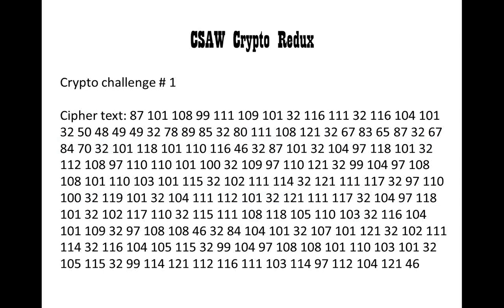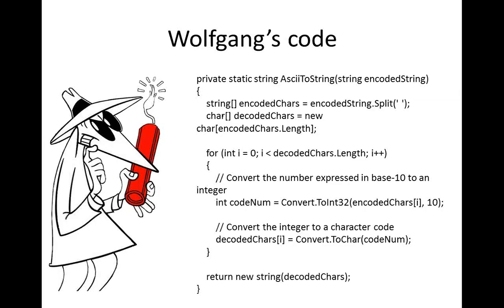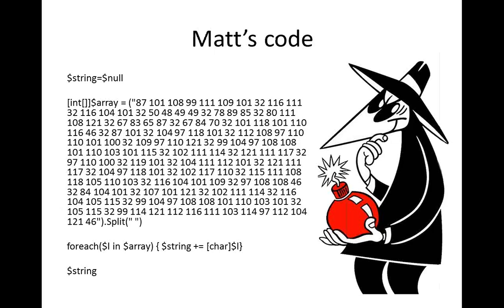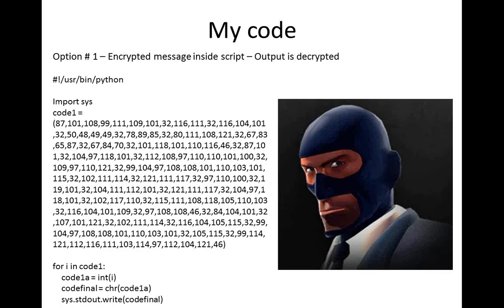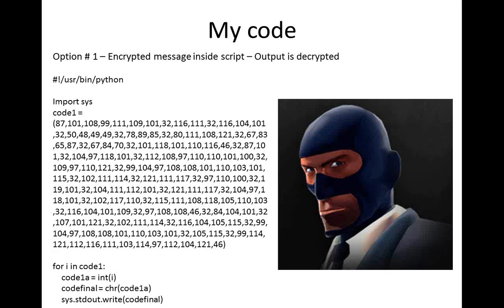So most of these are going to go kind of fast because it's just kind of rehashing. The first crypto challenge, that was the Unicode, right? And there was the answer. Welcome to the 2011 NYU Poly blah blah blah. So we have Wolfgang's code, we have Matt's code, and we have my code. That's the entire script where the encrypted message is inside the script. So I created a variable and gave the encrypted message as the variable.